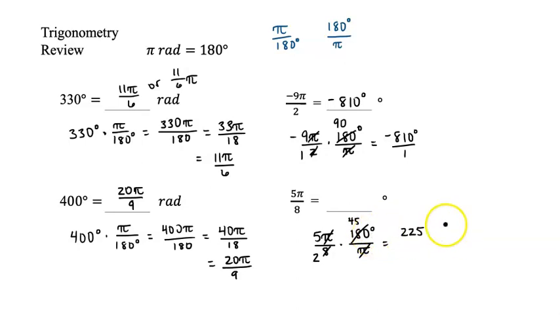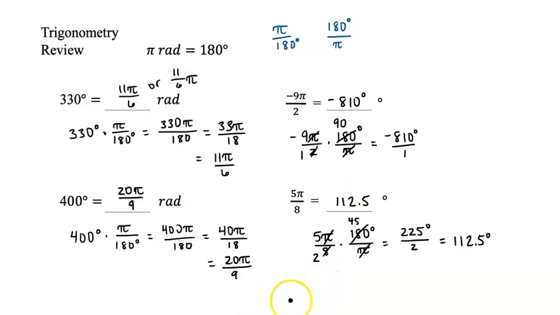All we have left is our degrees over 2. And when we talk about degrees, generally we will write our degrees in the form of a decimal. And in this case, that's a clean decimal. So we get 225 divided by 2 is 112.5 degrees. So we have 112.5 degrees.